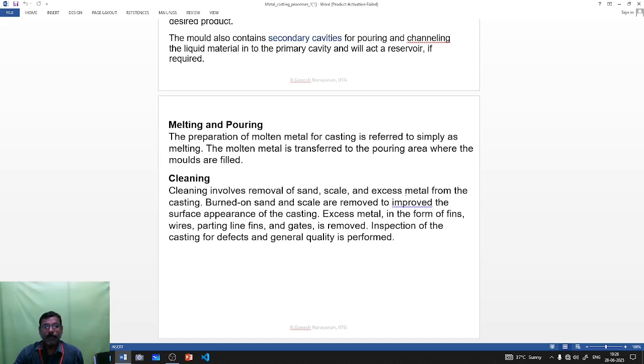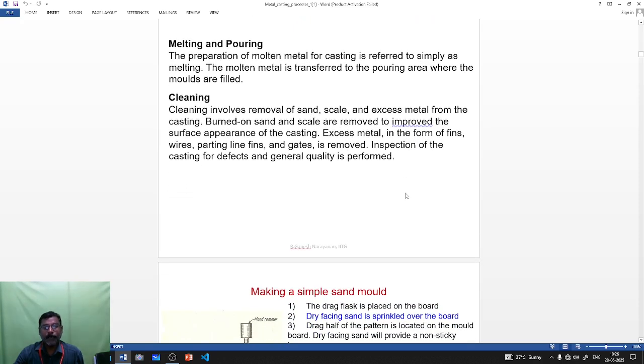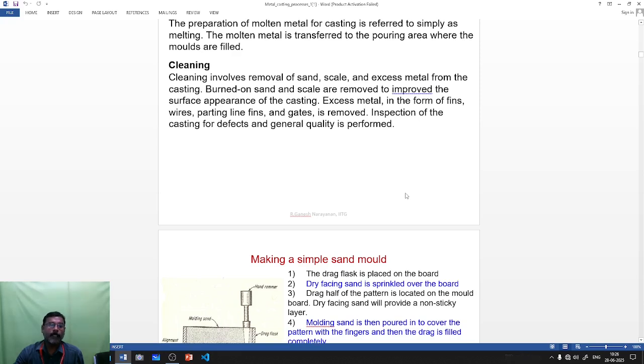Then cleaning. Cleaning involves removal of sand, scale and excess metal from the casting. Sand and scale are removed to improve the surface appearance of the casting. Excess metal in the form of fins, wire edges, risers and gates is removed. Inspection of the casting for defects and general quality is performed. Cleaning is the last step of the casting process. Without cleaning, the product will not be good. That's why it is used, the cleaning process.